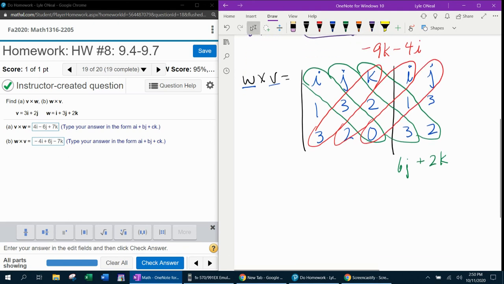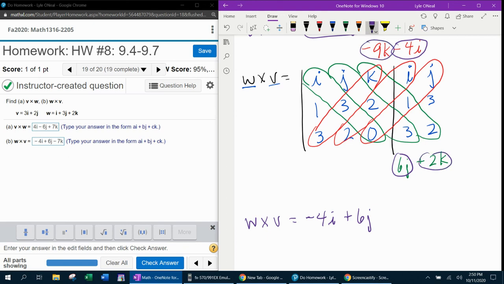And then we can finish this out. The cross product should be negative 4i plus 6j. And if I combine like terms, I've got negative 9k plus 2k, negative 7k. And that does correspond with my prediction. So if you're wondering if W cross V is always the opposite of V cross W, that is true.